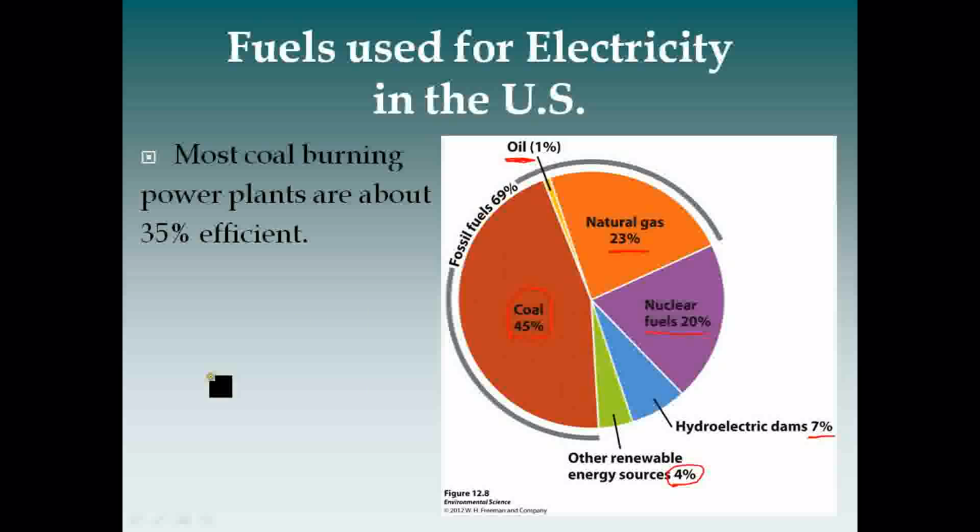Most coal-burning power plants are about 35% efficient. You heard that guy say that. 35 to 40% efficient. But then it goes way down from there, because that's if they're operating at their maximum capacity. And if they don't operate 24 hours a day, 365 days a year, that 35% efficiency gets even lower.